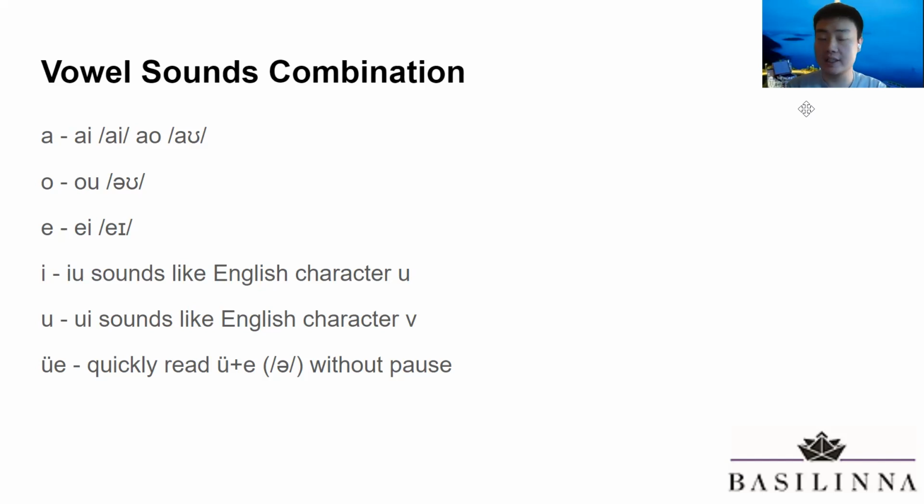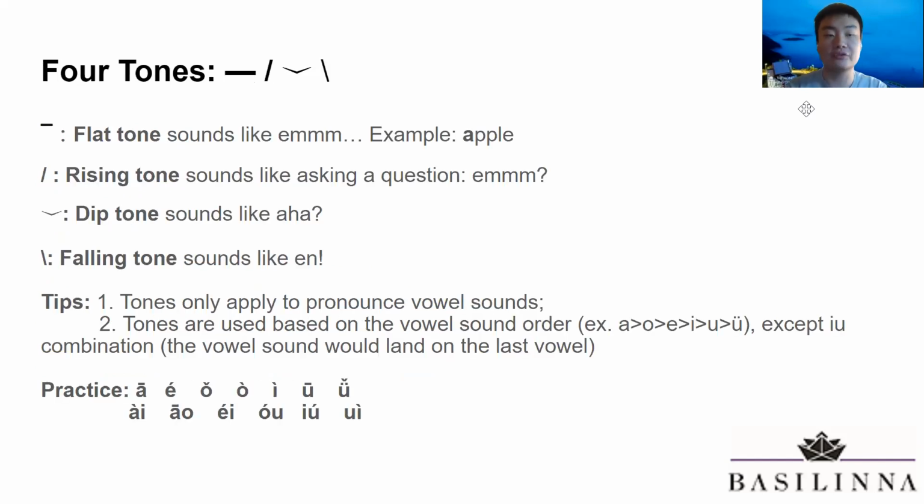Okay. After taking a look, we have a good knowledge of the vowel sounds and some simple vowel sound combinations. And now let's look at the 4 tones. There are 4 tones in Mandarin, in Chinese Pinyin. The first one would be the flat tone, the second one would be the rising tone, third is the deep tone, and the last one is the falling tone. Okay, so let me give an introduction about how to pronounce these 4 tones.